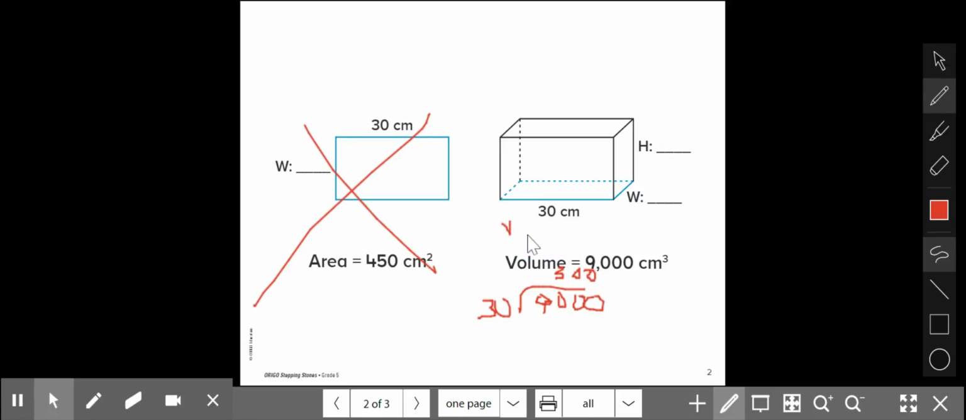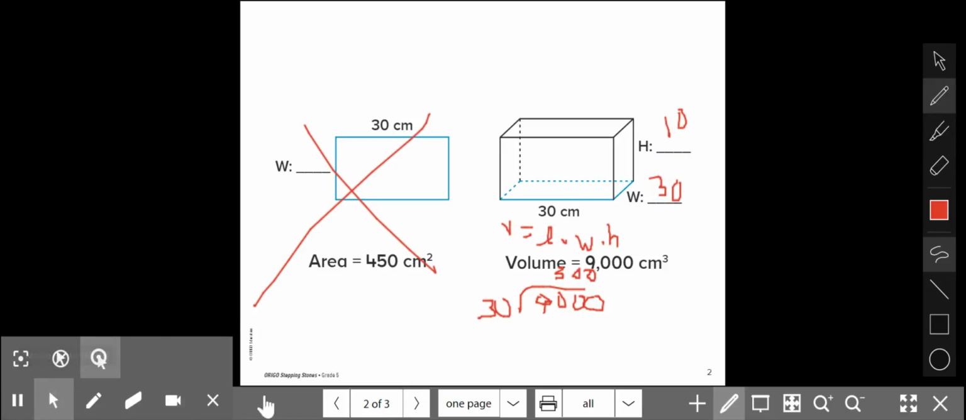Remember, volume is length times width times height. In this particular scenario, I already know my length. I just don't know my width and the height. What two numbers could we multiply times each other to get 300? I'll keep it super simple. We could take 30 times 10. Now, if we take 30 times 30, we get 900. 900 times 10, we get 9,000.